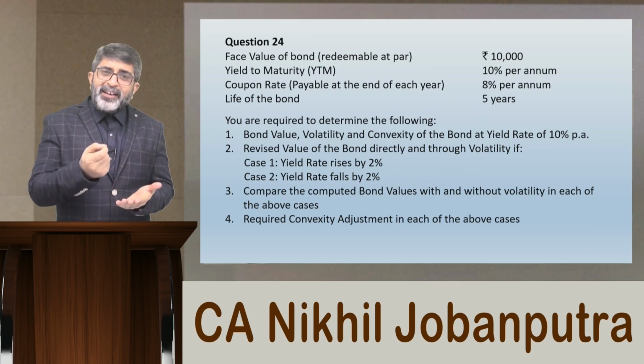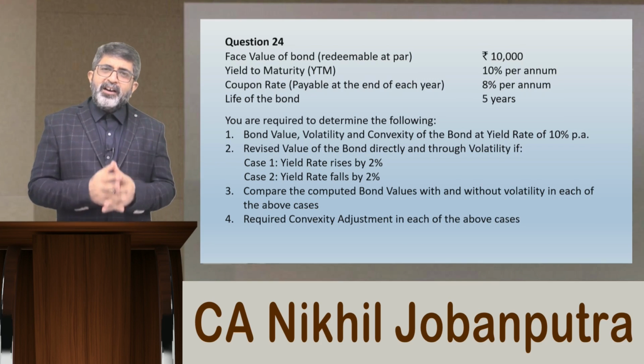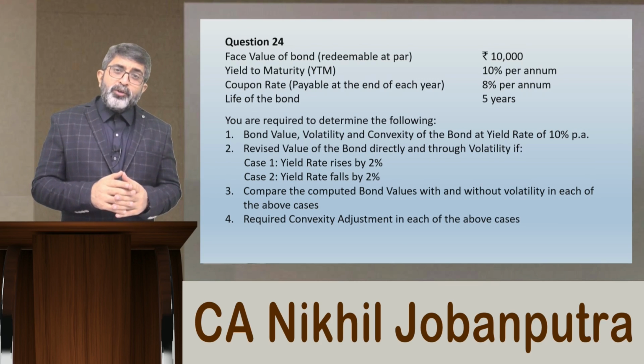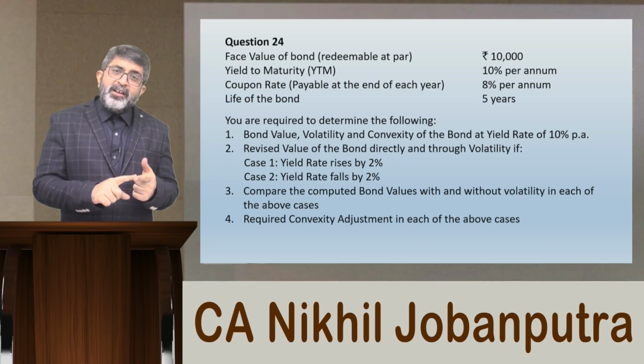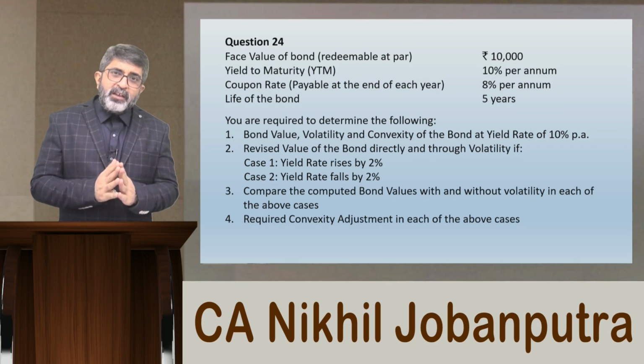Your yield rate is 10%, and the bond's coupon rate is 8%. Just find the present value of all the cash flows, and you will get the bond value. Then along with that, you also have to compute the volatility of the bond and the convexity. Here I would want you to understand one thing.